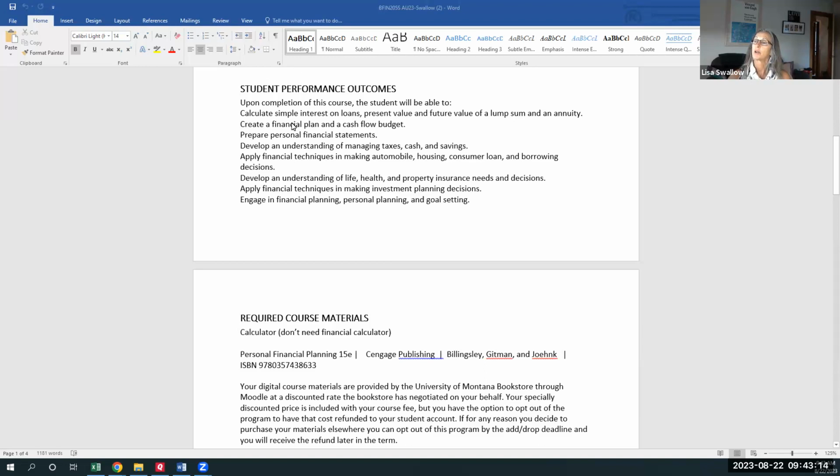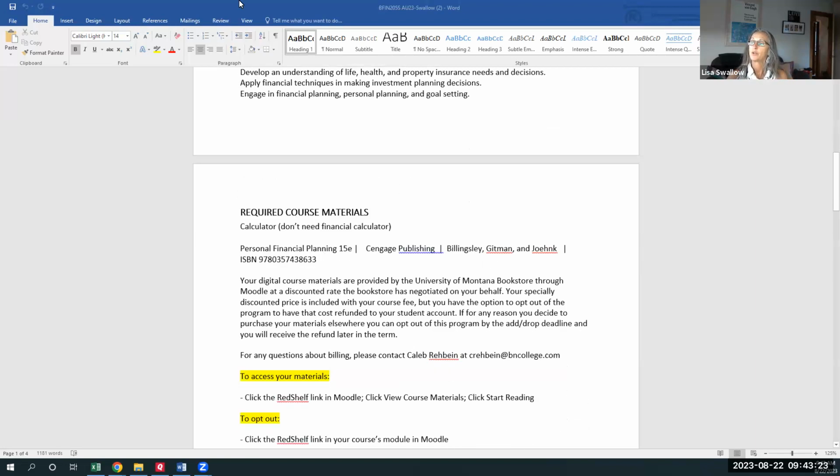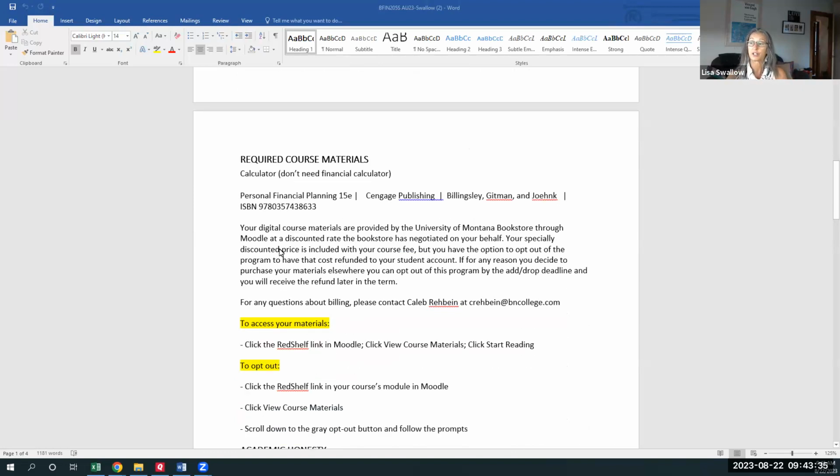Here are your performance outcomes, all the things that you should be able to do. We're going to spend 3 chapters looking at insurance: life insurance, health insurance, and property insurance. Your required course materials, I've already talked about accessing this through the Inclusive Access Program at RedShelf. And then you need a calculator, and you do not need a fancy financial calculator, just a regular old calculator.